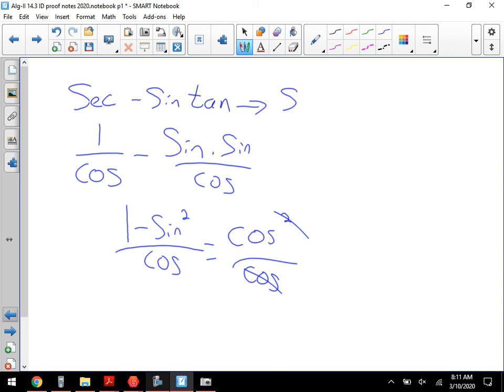22 is easy because what's cotangent squared plus 1? Cosecant squared. Cosecant is the reciprocal of what? What's cosine over sine? So you get cotangent squared. All right.